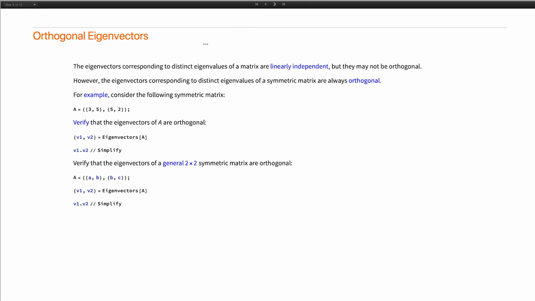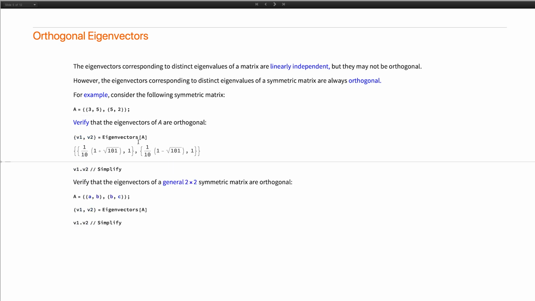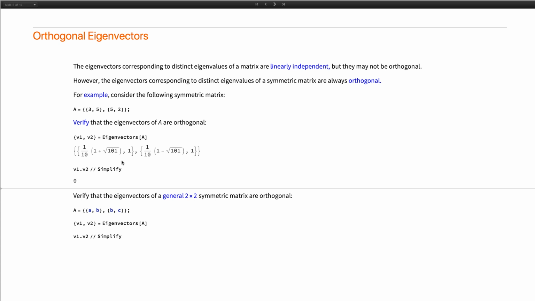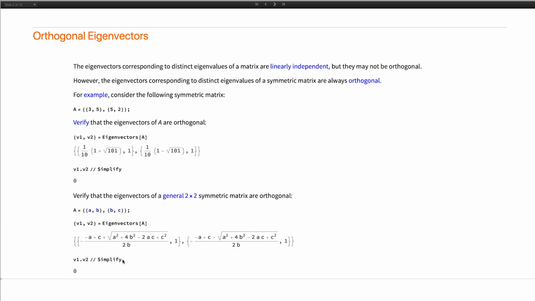Another nice thing about symmetric matrices is that if you take an arbitrary matrix, then the eigenvalues have corresponding eigenvectors which will be linearly independent, but they may not be orthogonal. But if you have a symmetric matrix, then the distinct eigenvalues have eigenvectors that are always orthogonal. So for example, here's a symmetric matrix. Let's find the eigenvectors, and let's check that they're actually orthogonal. And also, if you take an arbitrary 2 by 2 symmetric matrix, you can again check that the inner product is going to be 0.